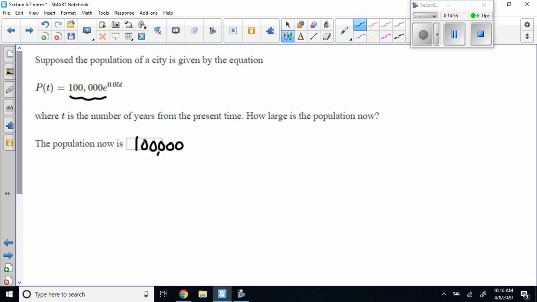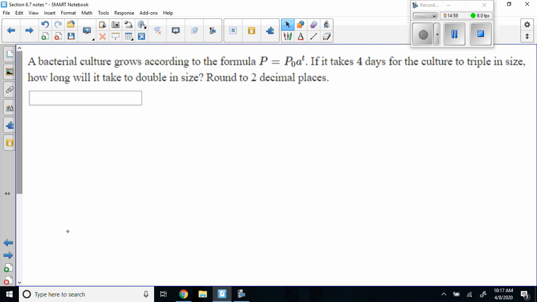Okay. Now, last problem, guys. A bacteria grows according to the formula P equals P sub 0 a to the t. It's nothing more than exponential, right? But there's a couple things we've got to do here. This is kind of going back to the beginning problem. If it takes 4 days for the culture to triple in size, how long will it take to double in size? Round to 2 decimal places.